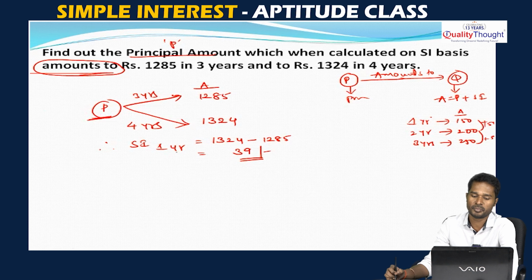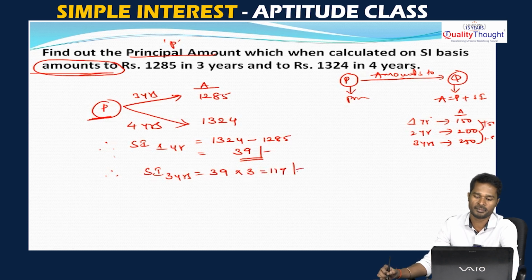Now, we have the simple interest for 1 year. You can convert this simple interest into either 3 years or 4 years. Let me convert it for 3 years. So, for 1 year it is 39 rupees, for 3 years it will be 39 into 3, which is 117 rupees. 3 9s are 27, 3 3s are 9 plus 2, 11. 117 rupees is the simple interest for 3 years.